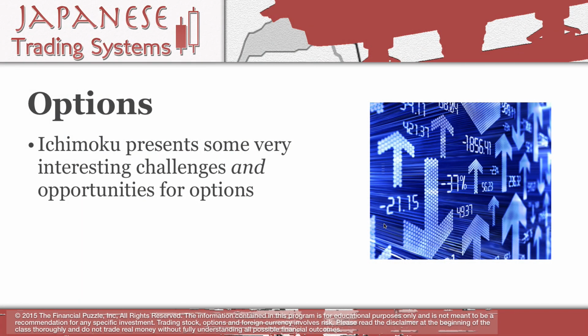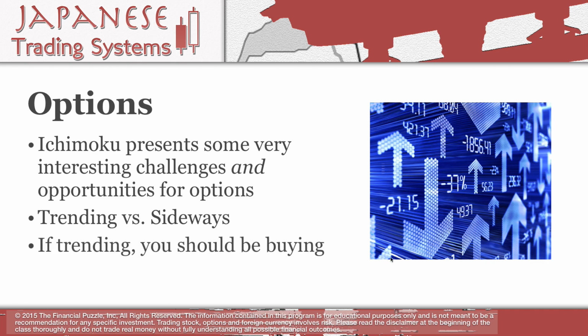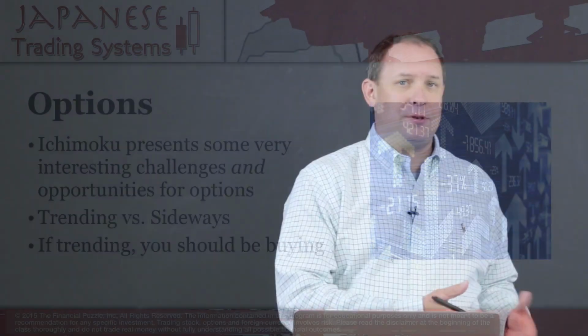But let's talk about options. When it comes to options, Ichimoku clouds present some very interesting challenges and also some interesting opportunities for trading with options. For example, we've got two pieces of information. Do we want to trade a trending market or a sideways market? If we're in a trending market, then you should be buying options. Anytime you buy an option, buy a call option, buy a put option, you've got to apply that to a trending market. So we're going to apply the call option to a bullish market, apply the put option to the bearish market. Either way, you're going to be buying those options.